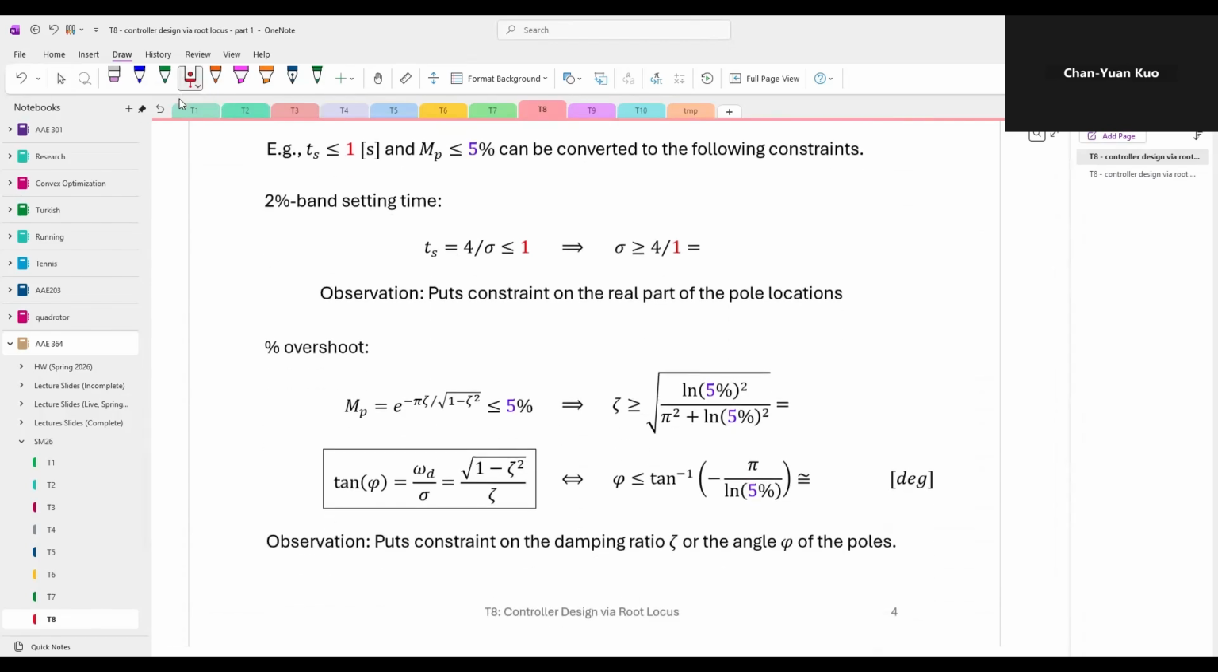And now to make sure that we're all on the same page, let's see how the specifications in this exercise can be converted into constraints on the closed loop pole locations. Let's begin with the settling time requirement. Since the settling time must be less than 1 second, the closed loop poles must have real parts less than -4.